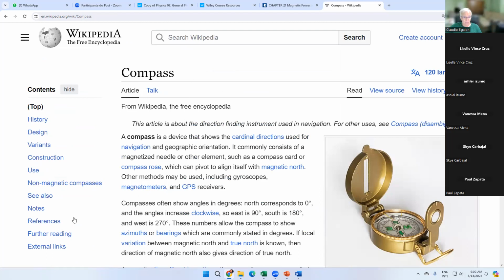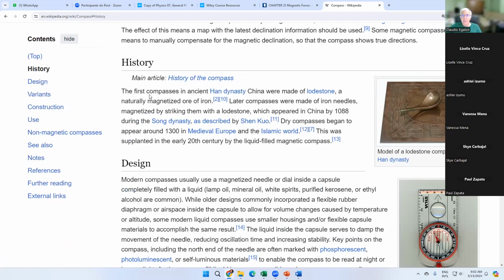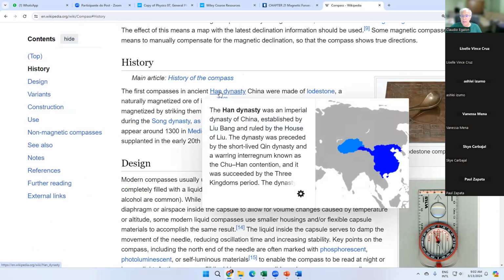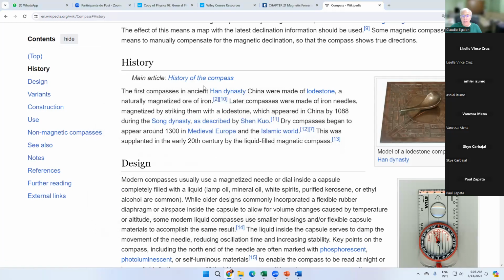But what about the compass? Let's take a look here at the history of the compass. The first compasses in ancient Han Dynasty China were made of lodestone. Okay, it is a natural mineral that is magnetized, that lodestone is. But the Greeks also knew about this lodestone. It's not just the Chinese. There you go. But what was the difference between the Chinese and the ancient Greeks, right?